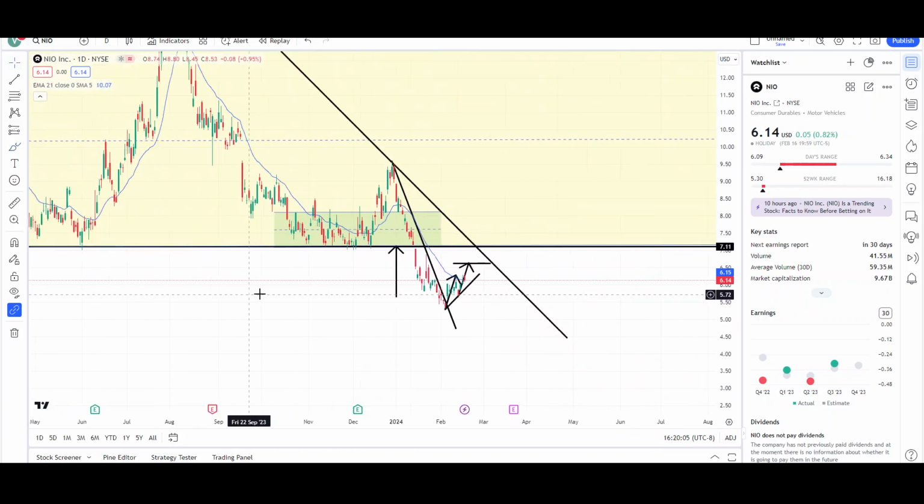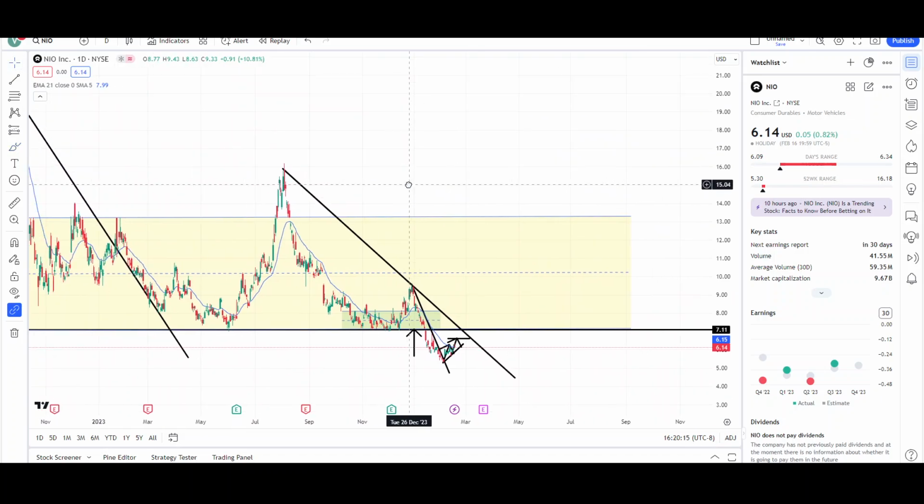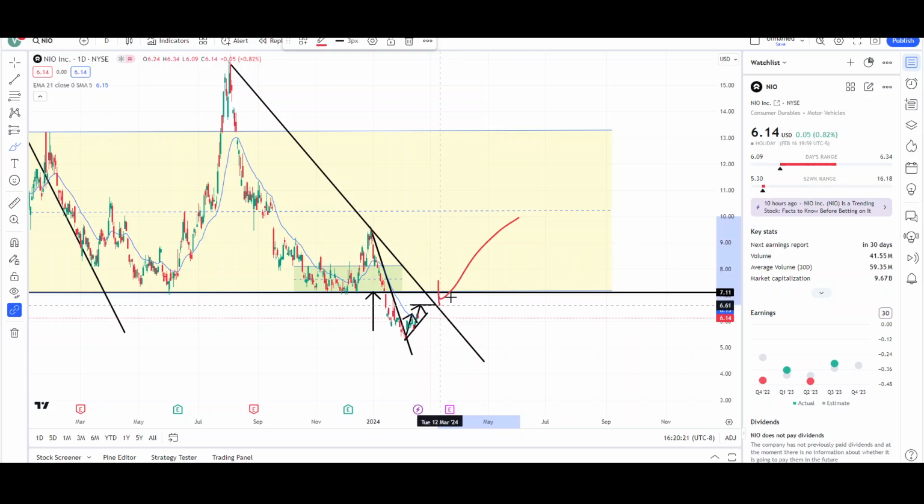It's a critical level because it was prior support, and if price comes back to it, there's a good chance it can act as resistance for the downside in the future. The first step would be to get back above this trend line right here that I drew off the swing highs. So this downward trend line is the first step for the bulls to have a nice rally. It would be breaking that trend line and then getting above the $7 level and holding as support, and then that could lead to further upside.